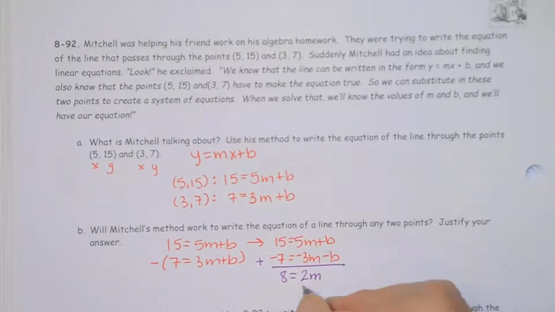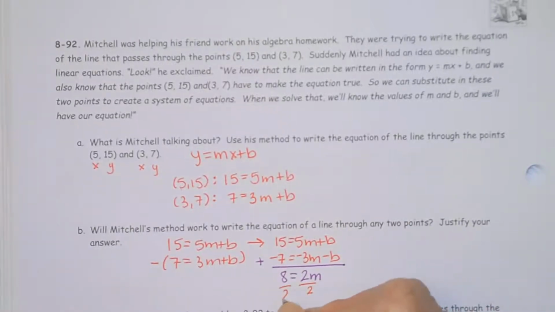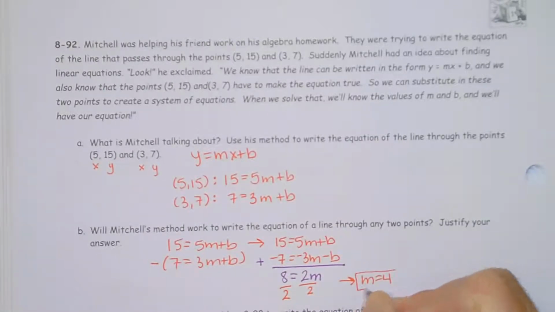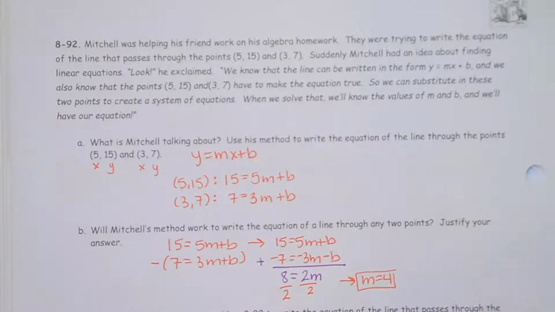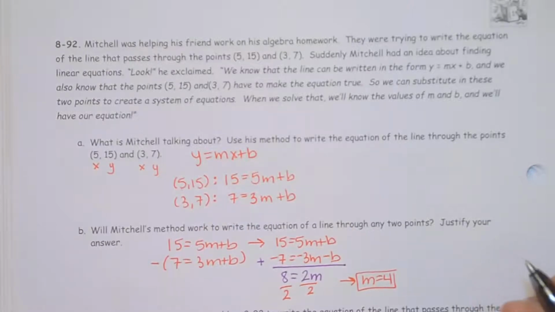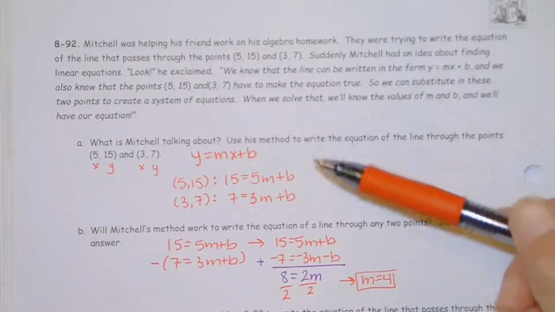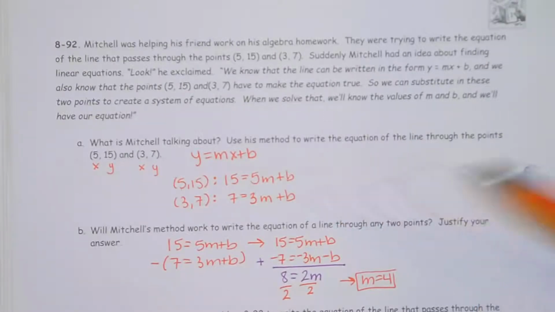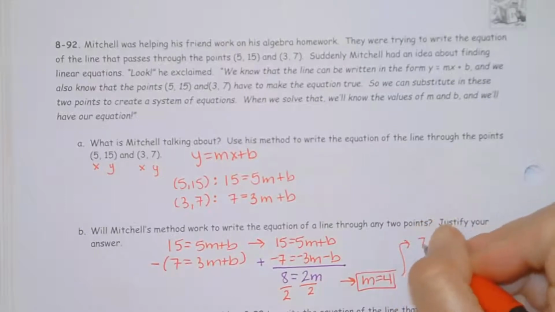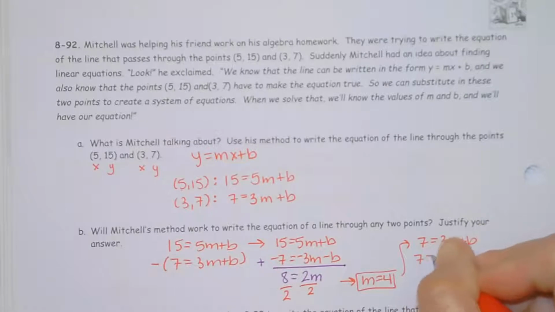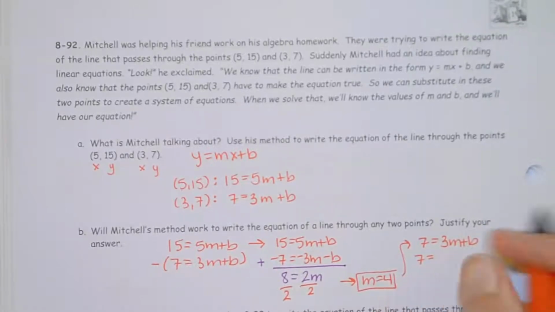So now I'm going to solve for m. I'm going to divide by 2, and I get m is equal to 4. So right now I know my m. So I know it's going to be y = 4x + b. So now I need to find my b. I can substitute that into either of these two equations. Let's say I do it to the bottom one here. So let's say I do it into 7 = 3m + b. So I'm going to put my 4 in place of my m.